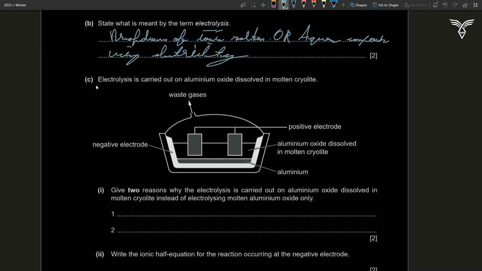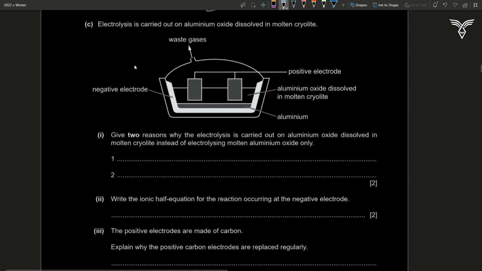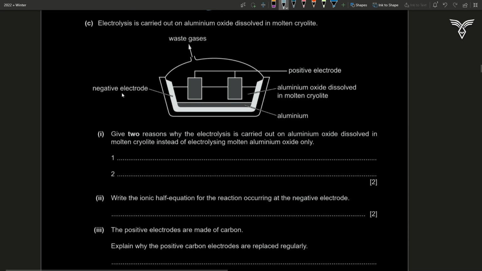Part C, electrolysis is carried out on aluminum oxide dissolved in molten cryolite. Give two reasons why the electrolysis is carried out on aluminum oxide dissolved in molten cryolite instead of electrolyzing molten aluminum oxide only. Why do we put it in the cryolite and not electrolyze it directly? Because the cryolite gives us two better conditions. First, the cryolite improves the electrical conductivity of the whole electrolyte.